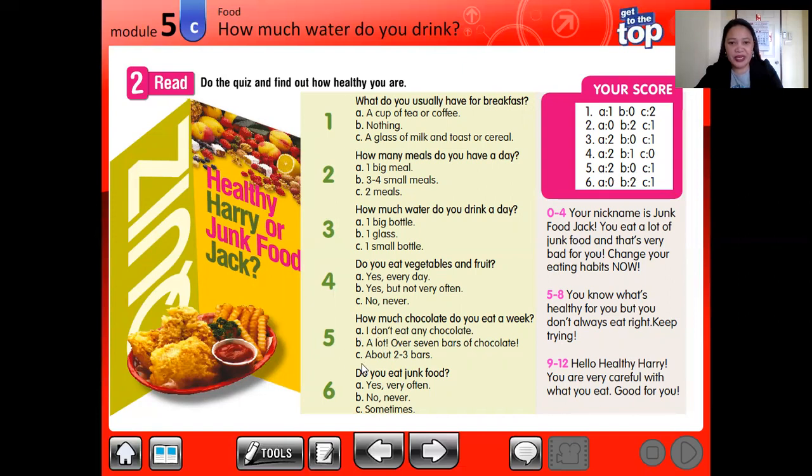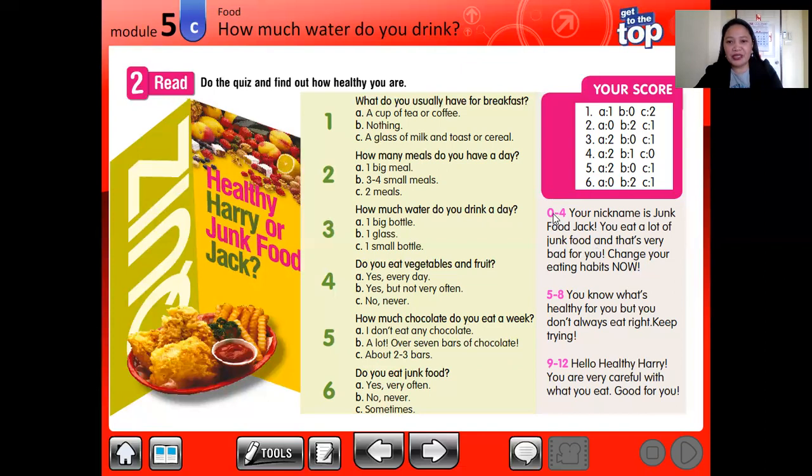And if your answer is letter C, you got 1 point. Okay? Next, number 6. If your answer is letter B, you got 2 points. If your answer is letter C, 1 point. Now you are going to total or count all your scores. What is your score from here? Okay, then we are going to reveal how healthy you are.